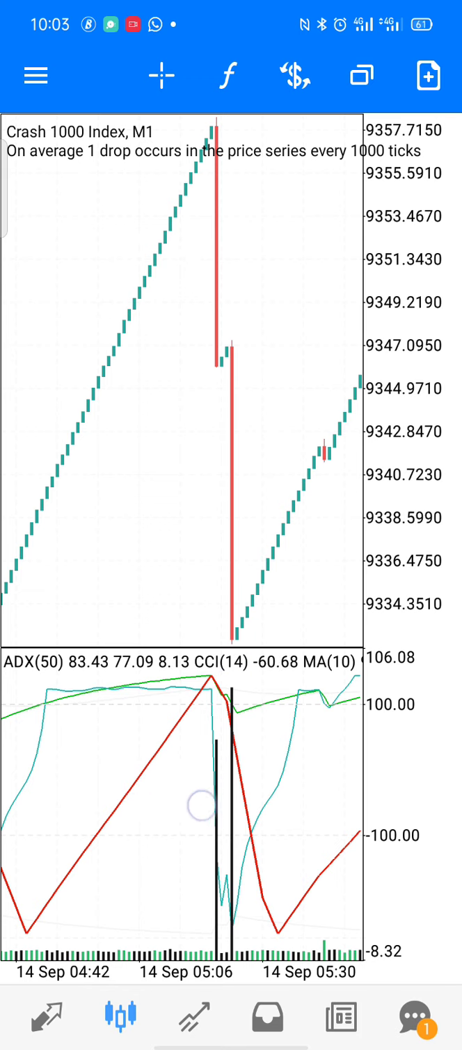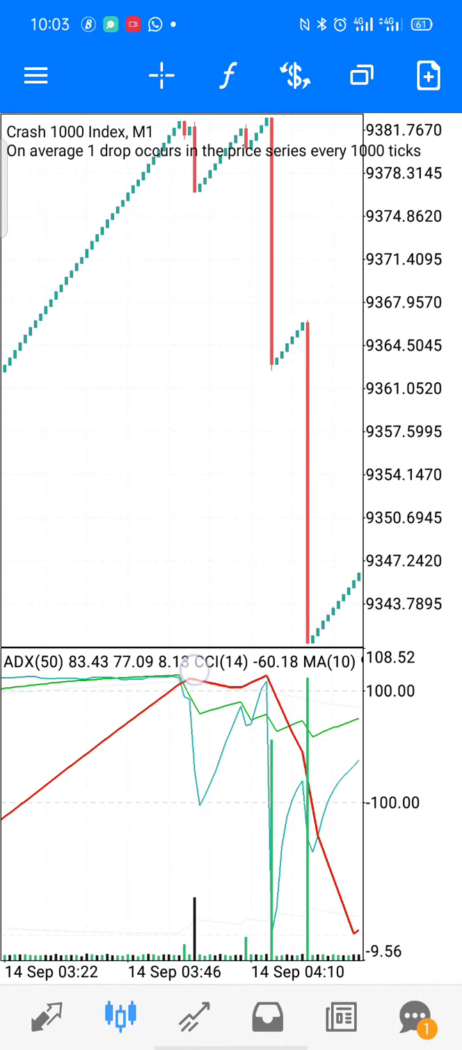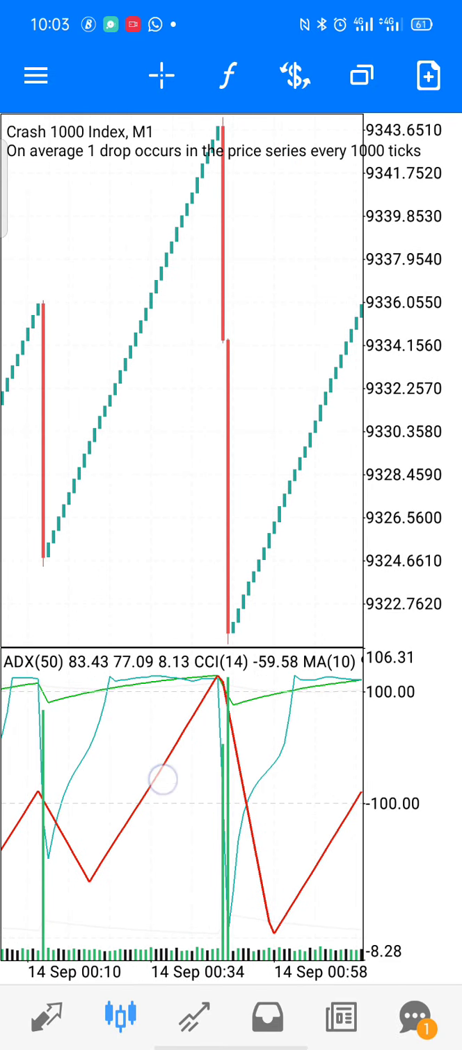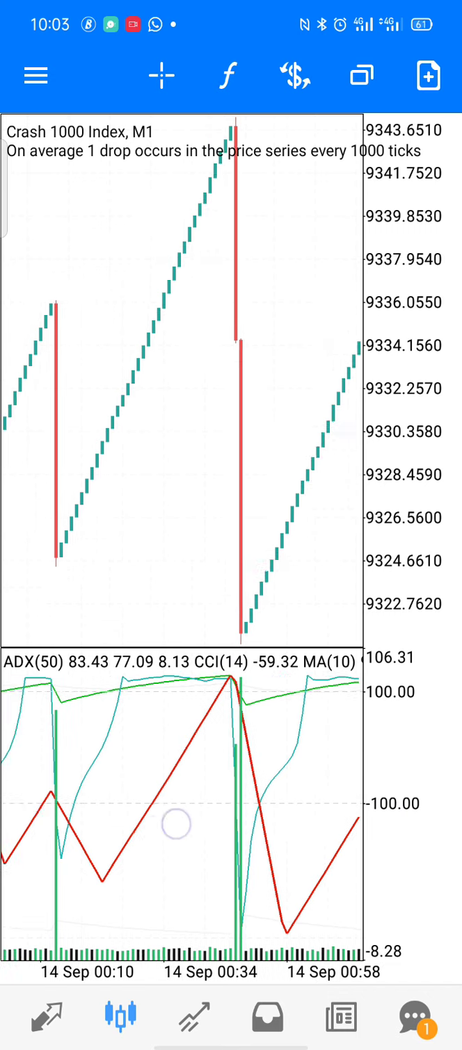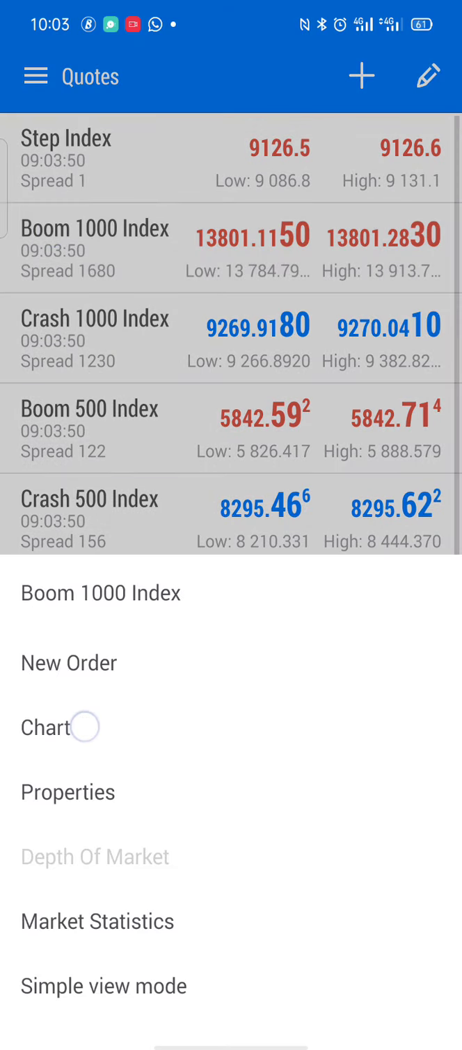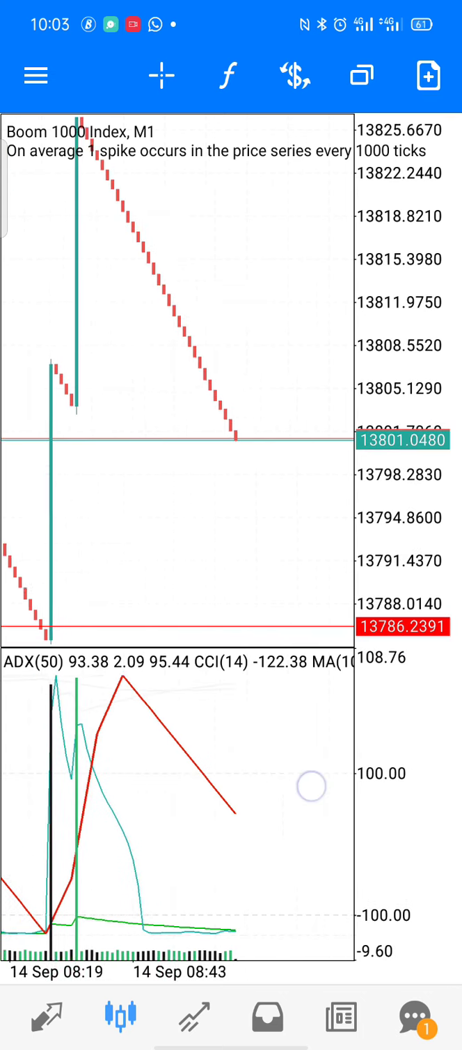Look, it gave you this black bar. It means you should expect another spike. It crosses above, a spike, gives you a black bar, means expect another spike. Continues to spike, crosses above, spikes. You can see that, guys. Crosses above, spikes, crash and boom strategy. It works for both crash and boom, for crash 1000, boom 1000, crash 500, and boom 500.